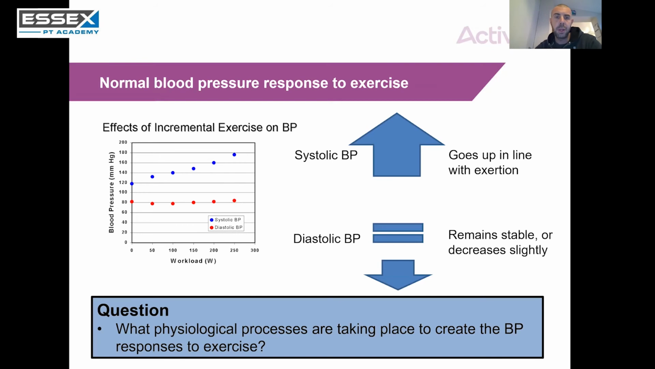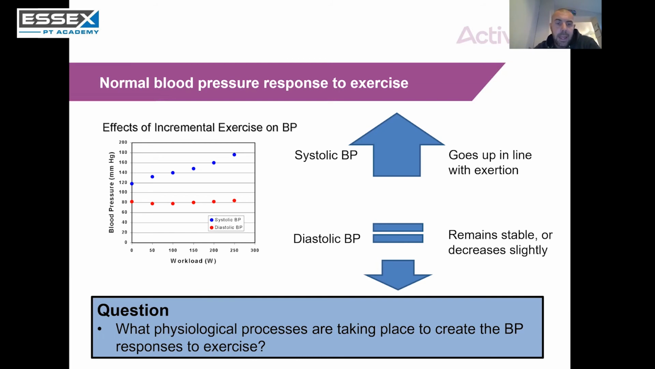So normal blood pressure and its response to exercise. So effects of incremental exercise on blood pressure, you can see on the diagram on the left-hand side. So that graph there, you've got your blood pressure charted, and it's got your systolic in blue and your diastolic in red. And underneath is workload in W, which means it's in watts. So you could assume this could be on a bike, treadmill. Any cardiovascular equipment will give you a watts readout. Bike is the easiest, obviously, to see.